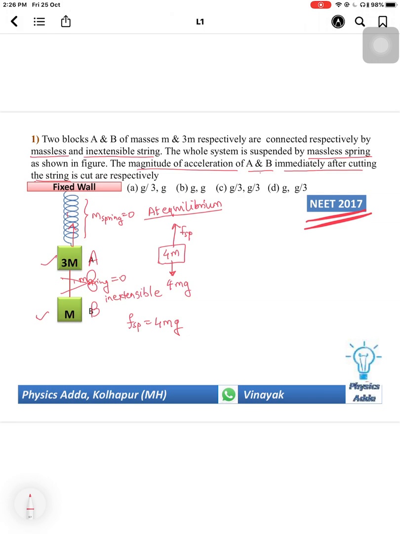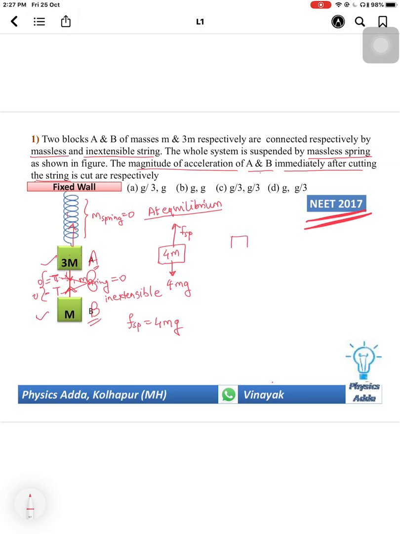Now, before cutting the string, there will be some tension in the string. So this tension will be T, which will be acting away from the block in this direction, and here there will also be tension which will be acting away from block A. So the magnitude of tension will be the same since the string is the same. The string connecting block A and block B is the same. So if I am cutting the string, this tension will be 0 after cutting, right?